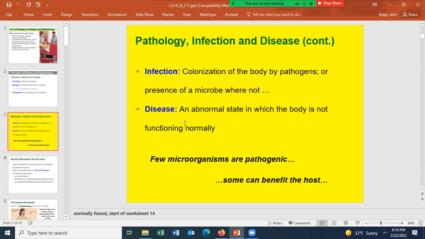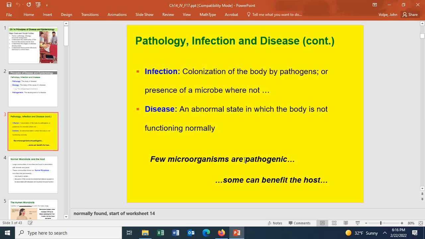A disease is an abnormal state in which the body is not functioning normally. And disease can be caused by an infection, but it can also happen with old age, for example, like tennis elbow, which is not being caused by a pathogen. You should understand that some microorganisms are pathogenic, meaning they cause disease, but few microorganisms are pathogenic. Most microorganisms are not pathogenic.